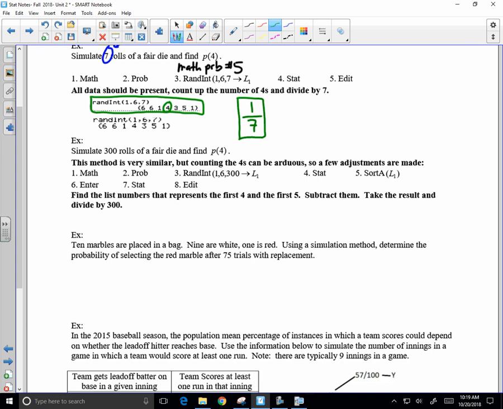0 out of 7. If that could happen. Exactly. You're right. The more you introduce additional trials, so in the next one we go up to 300, the closer you're going to get to the true value. That's what I was going to say. Like, say you get 5 4s out of this.